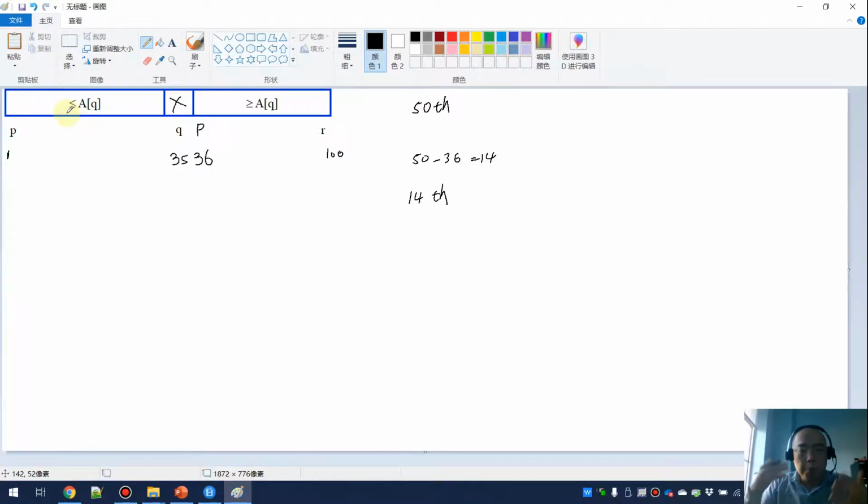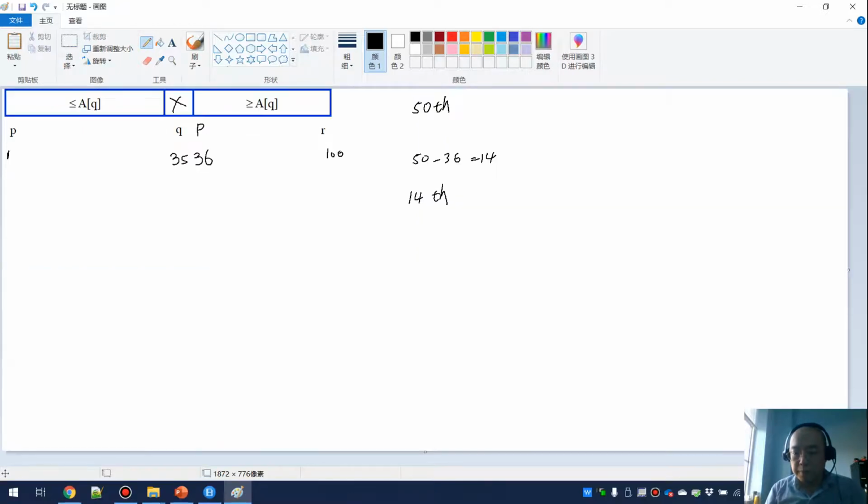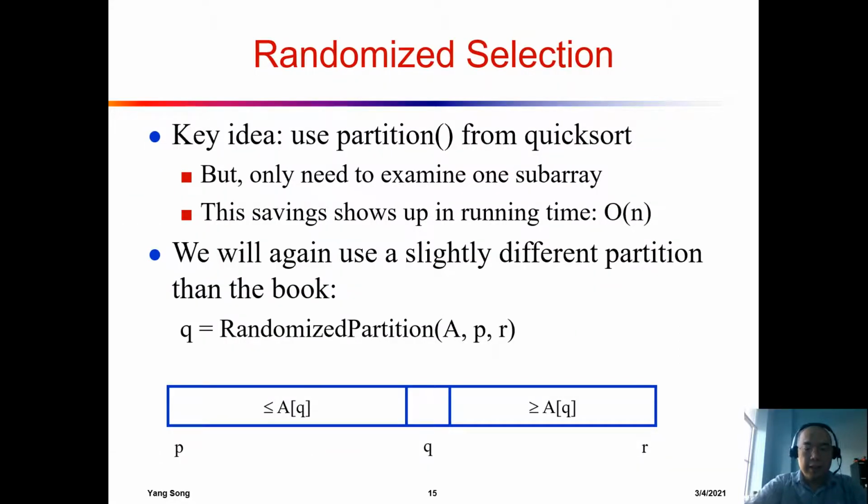So we are still borrowing the idea of the partition, but the difference is that in quicksort, we have to sort both the lower half and the upper half after the partition. But now, depending on whether the order statistic we are looking for is in the lower half or the upper half, we only have to touch one part, and the other part we can throw away. Okay, so that's the idea of randomized selection.